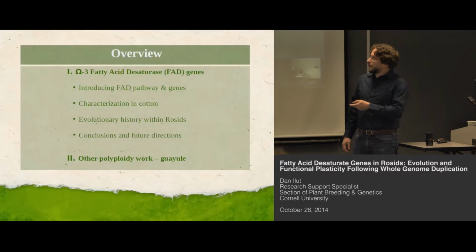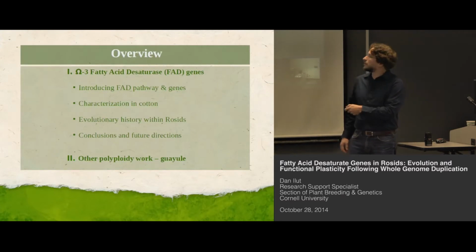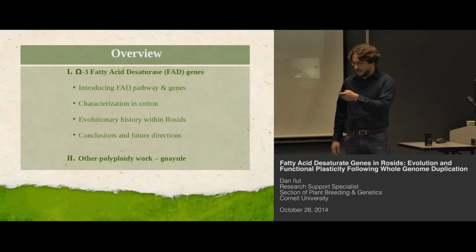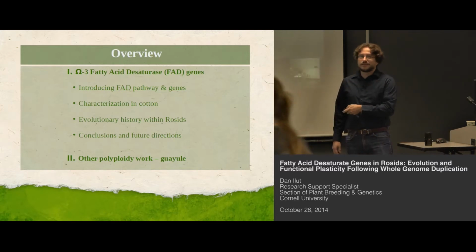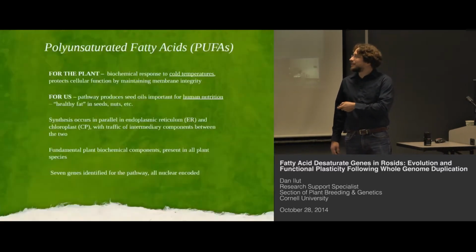So I'll talk about, let me just make sure, there we go. The fatty acid desaturase genes, what the pathways and genes are, the characterization work we did in cotton, the evolutionary history for these genes, and where this could go in the future. And you'll get to hear a bit about Waiuli, the highly heterozygous polyploid that Mike mentioned.